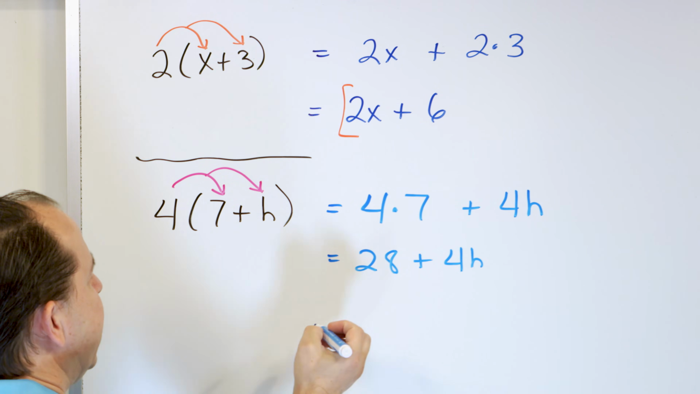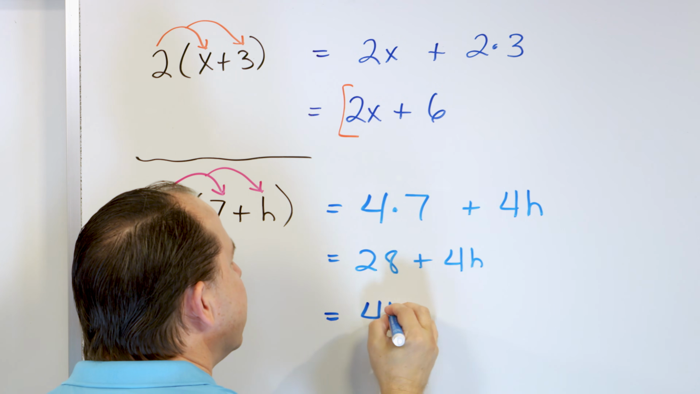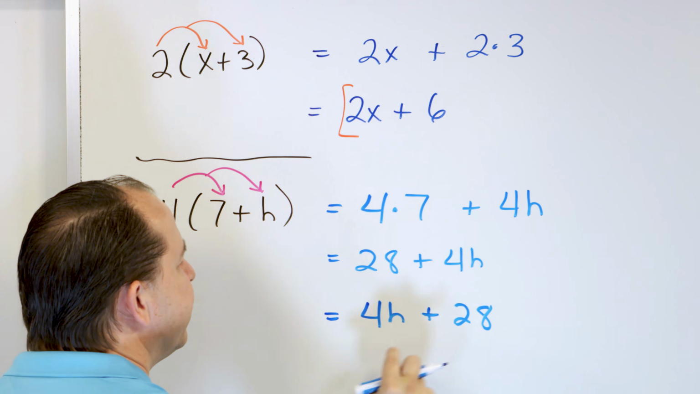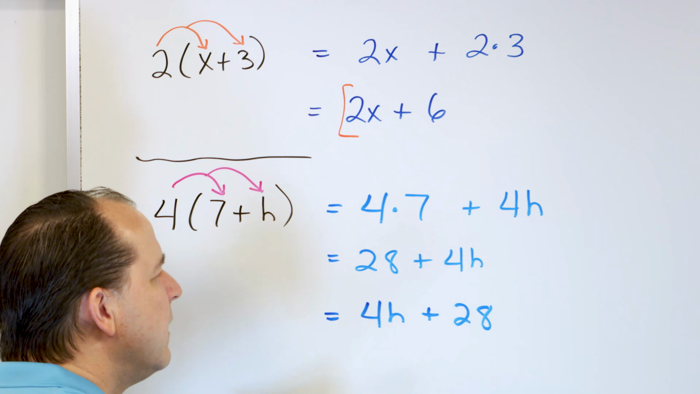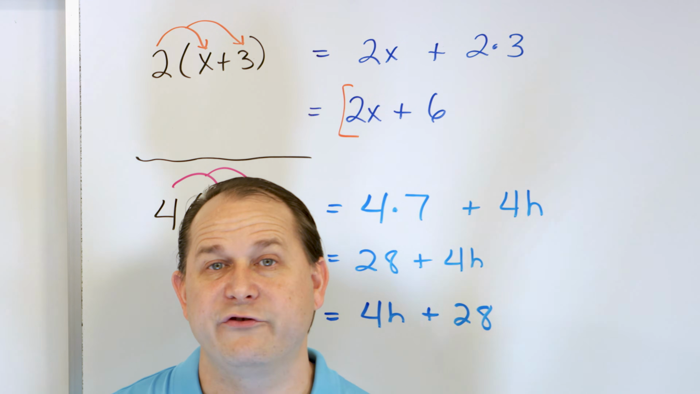Now, the last thing I want to say is when we have 2 things added together, we usually want to write the term with the variable first and then any just numbers by themselves at the end. Would you agree that this is the same as this? Well, they're added together, right? What is 2 plus 3?